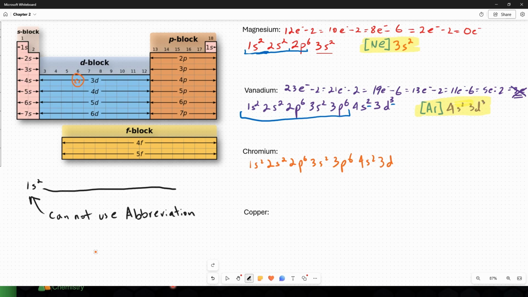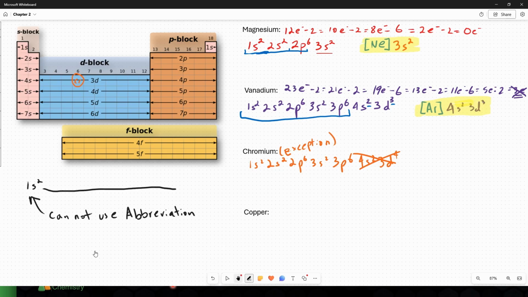Because, again, this right here, this 3d4 or 4s2, this is the part that's wrong, because chromium is an exception. And we need to remember that exception. Let me fix that. So this is going to be wrong.